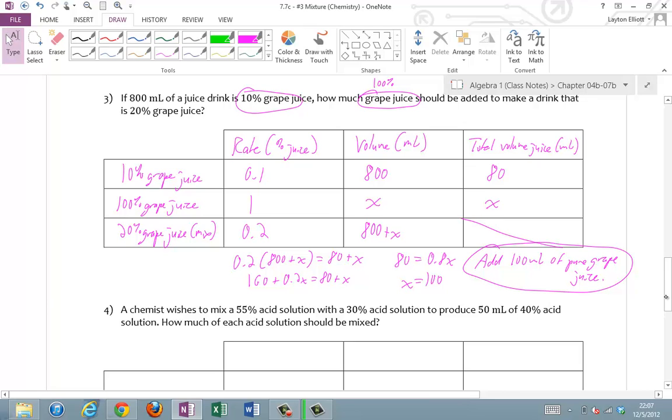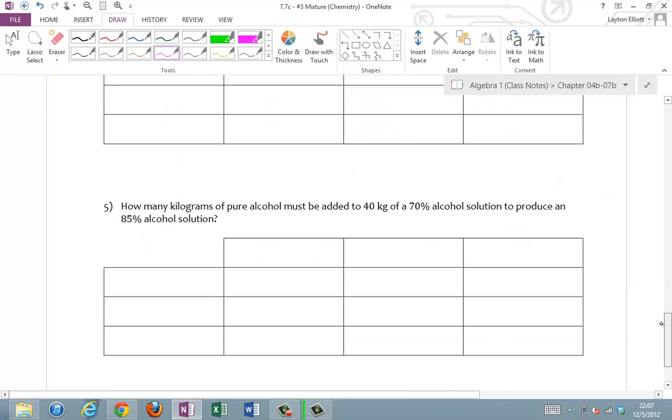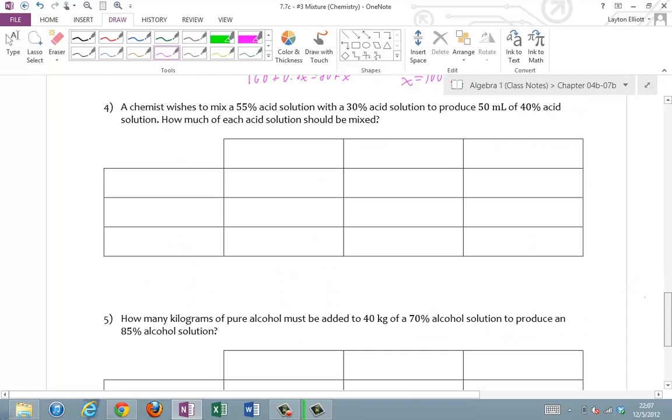Okay, so a chemist. Let's go back to the chemist, guys. Chemist wants to make 40% acid solution. Mix 55% acid with 30% acid to produce 40% acid. So we're going to start with 55% acid. Mix it with 30% acid. And then we're going to produce 40% acid.